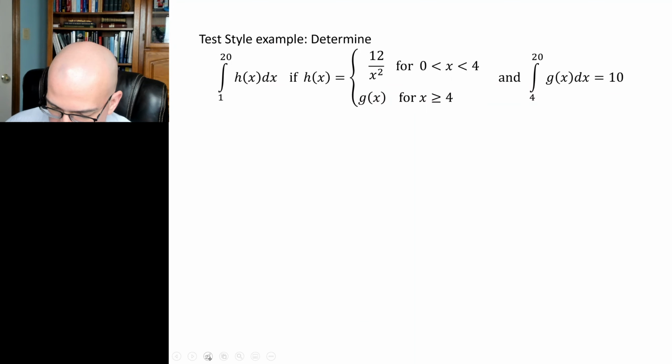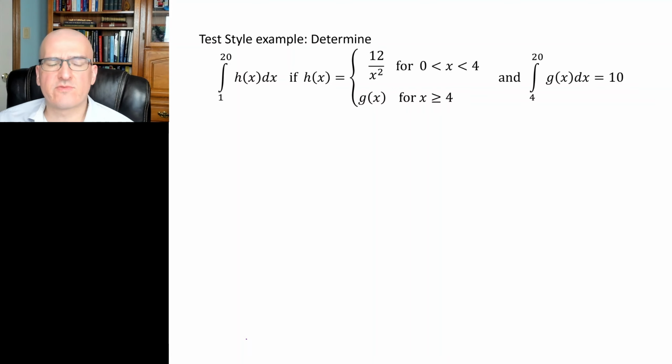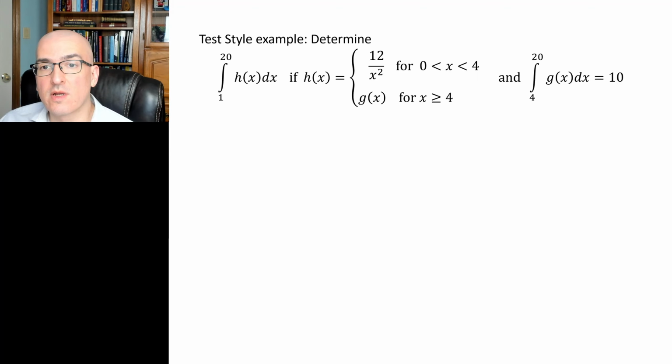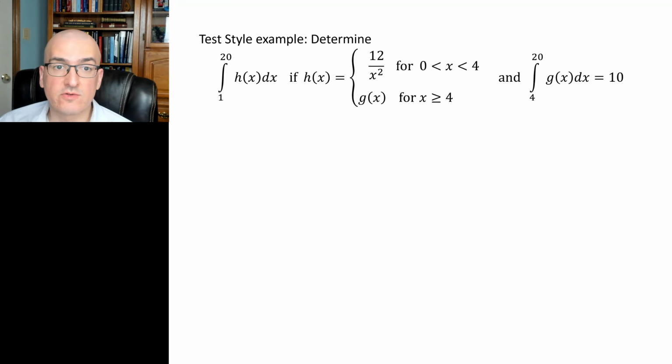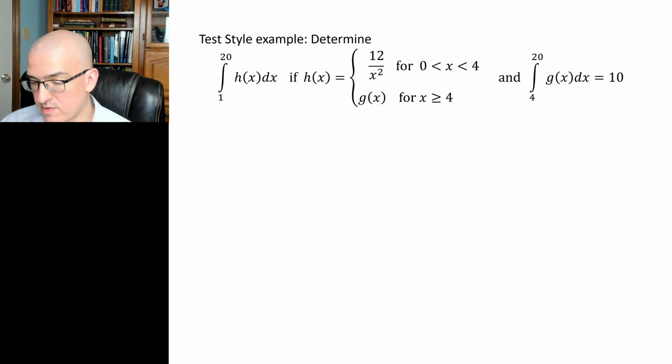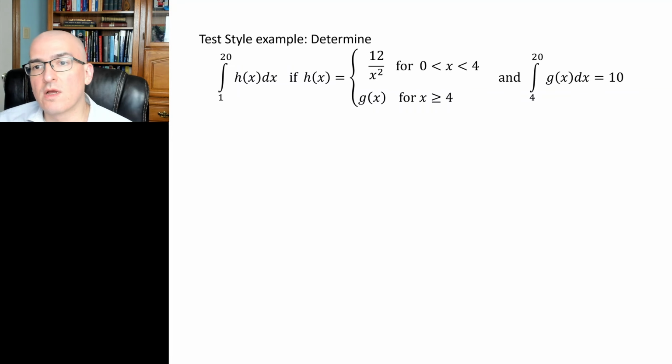And here's another example. This one is slightly easier, even though it looks harder. We have the integral from 1 to 20 of h of x, is what we're asked for. And what we're given is a piecewise function for h of x. H of x is equal to one thing, 12 over x squared, for x values between 0 and 4, not including 0. So we don't have a division by 0 problem per se. And then it's equal to g of x for x greater than or equal to 4.